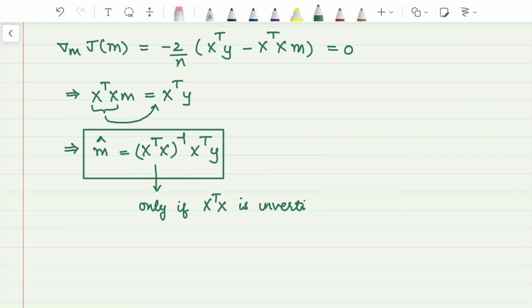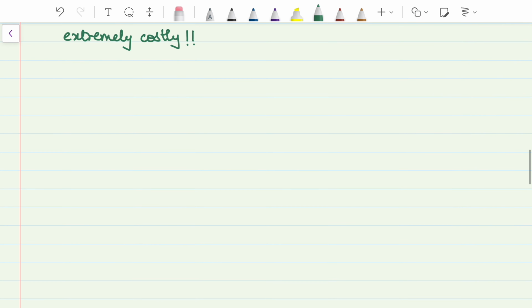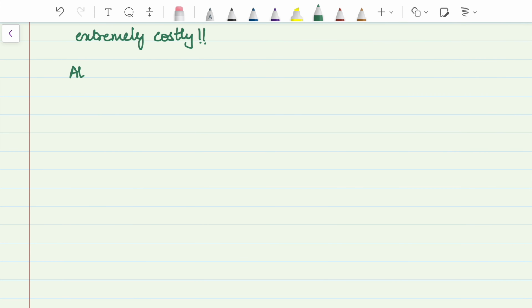It is a well-known fact that matrix inversion is a computationally intensive task. So performing matrix inversion when we have huge matrices is not an option. We will talk about an alternative approach to this at the end of this video.